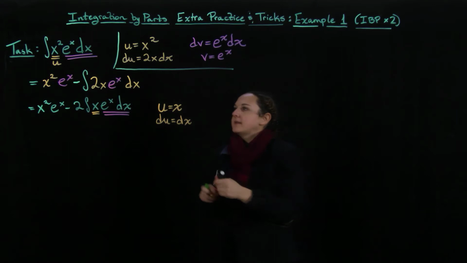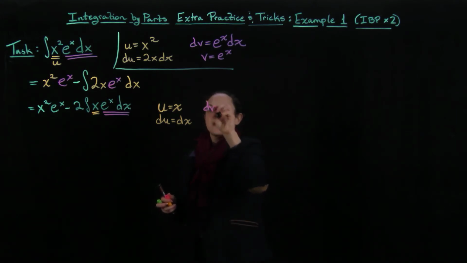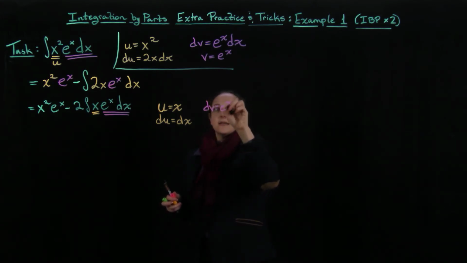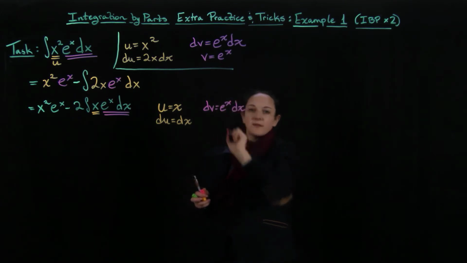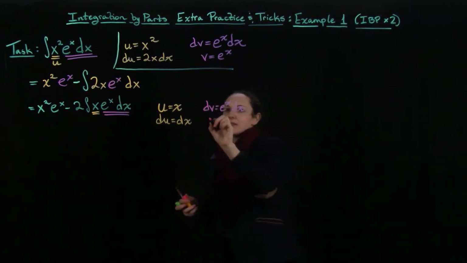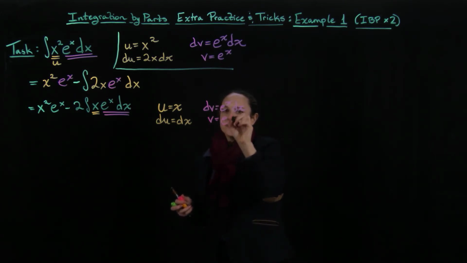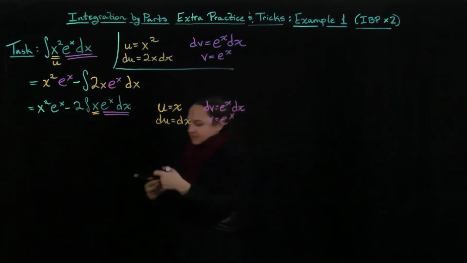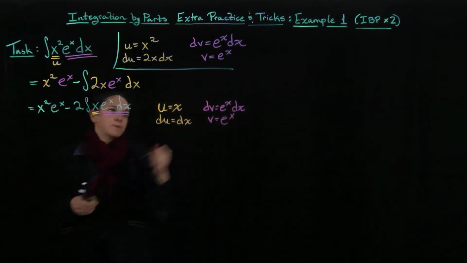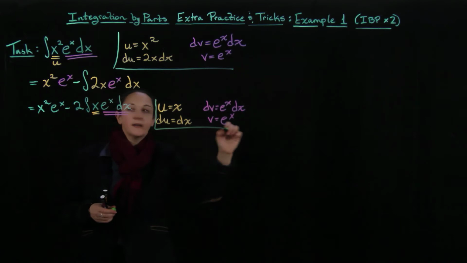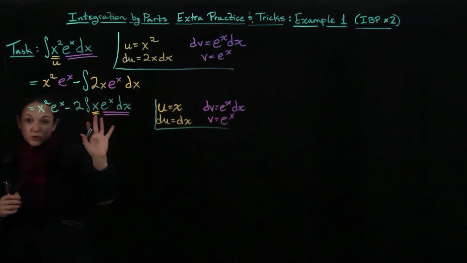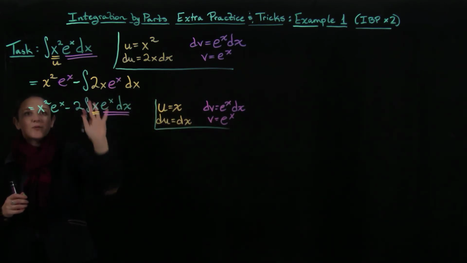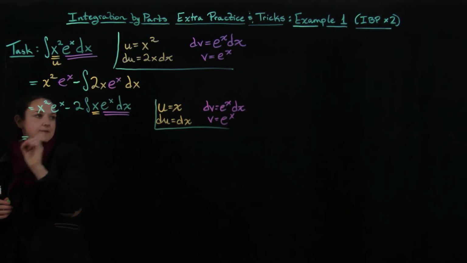And then for my dv, it's going to equal e to the x dx. Again, the antiderivative of e to the x is e to the x, so I just get that v equals e to the x. Great. So now I'm going to very, very carefully do this. I recommend doing this inside of here, but with parentheses. I'm a big fan of parentheses.